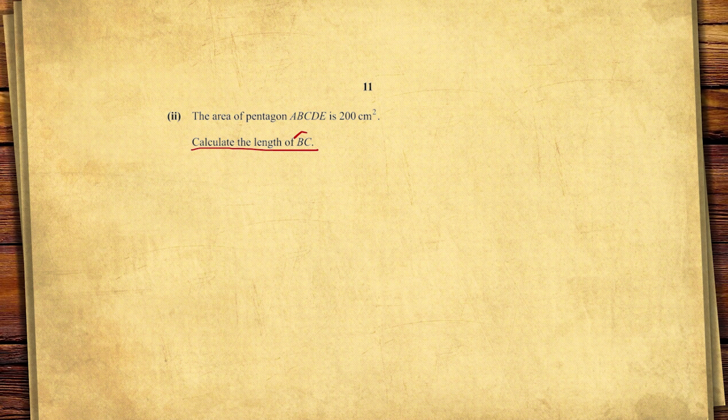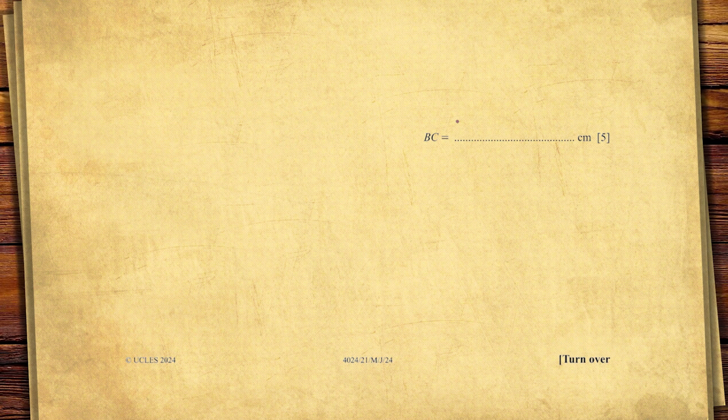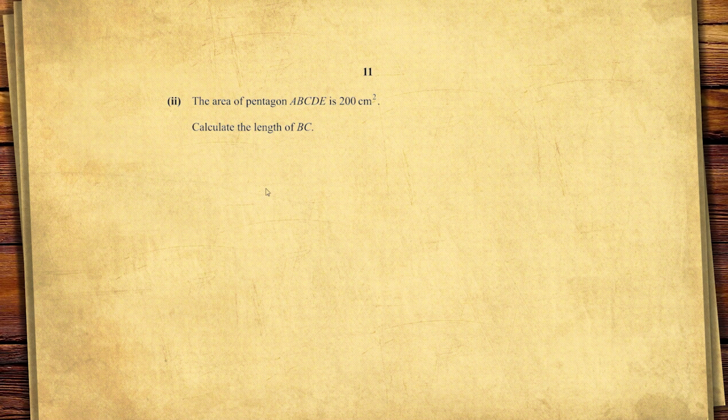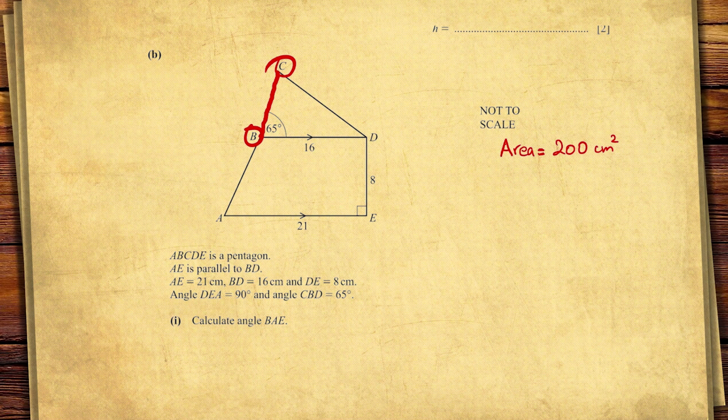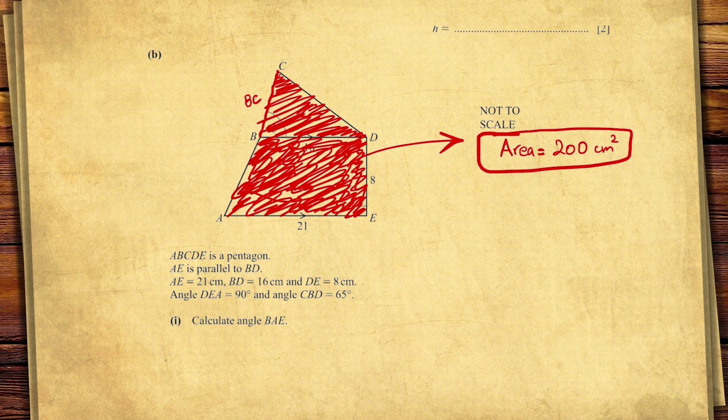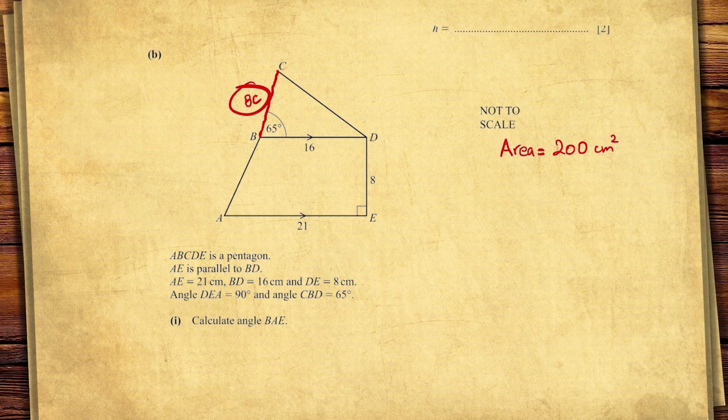Calculate the length of BC for 5 marks. Now BC is this length, and we're given the area of this entire shape, that is 200 centimeters squared. Now to calculate this length BC, I can use this triangle BCD. The area of this triangle would be 1 by 2 multiplied by the length BC multiplied by the length 16 multiplied by sine of the angle that is between these two lengths, that is 65 degrees.